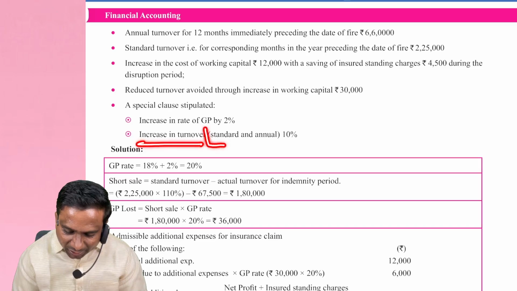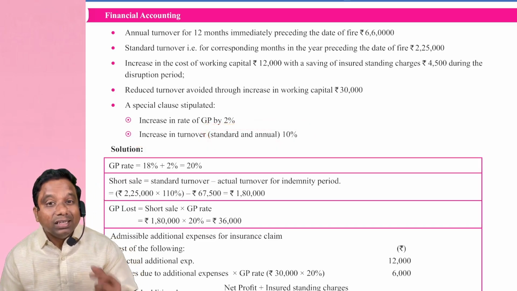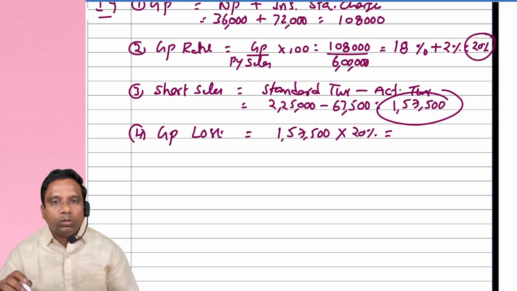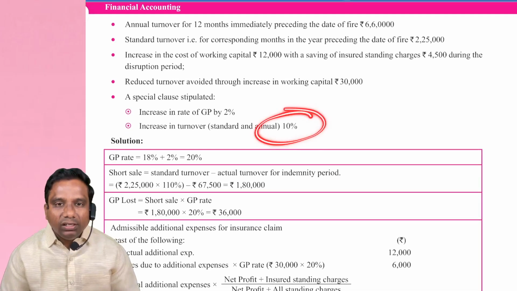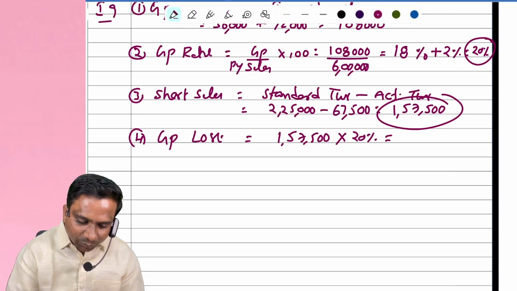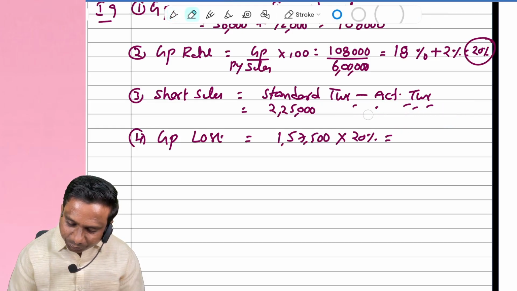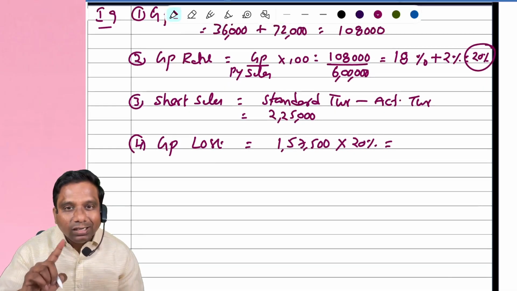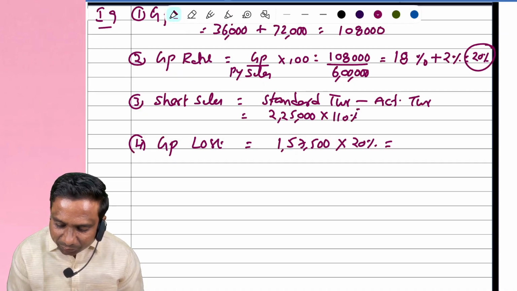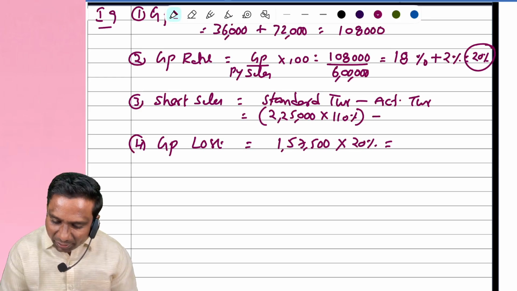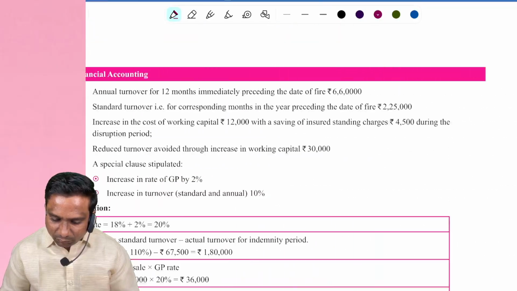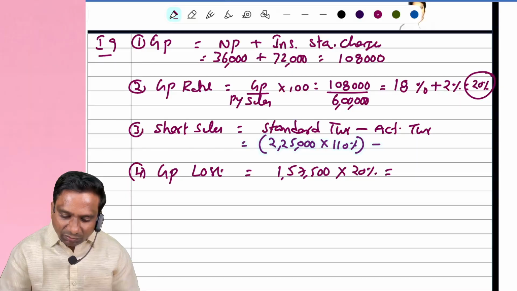And one more thing. Increase in turnover, standard and annual 10%. Means there is a trend. If this point is not there, whatever problem we are doing is correct. But they said increase in standard turnover 10%. Just observe carefully. What is the standard turnover here? 225. It is increased by 10%. Means can I take 110% here? Yes, sir. Minus what is my actual turnover? 67,500.